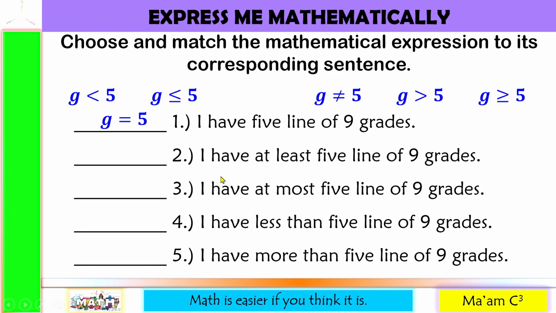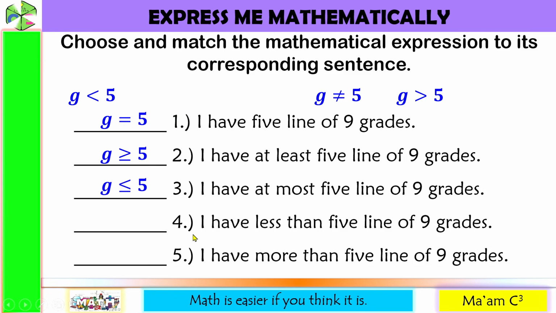Number 2, I have at least 5 out of 9 grades. At least 5, so it could be greater than or equal to 5. Number 3, I have at most 5 out of 9 grades. At most, meaning it could be less than or equal to 5.